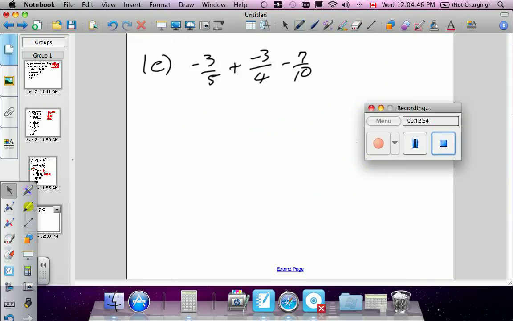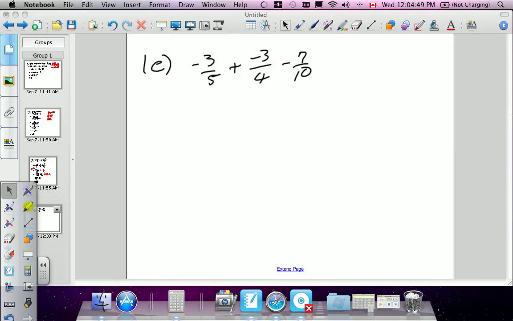Okay, so we're adding and subtracting fractions. In order to add and subtract fractions, we need a common denominator. It technically doesn't have to be the lowest common denominator, but it usually makes it easiest to work with if it's the lowest common denominator. So right now I have three different denominators. The denominator is the bottom number. I have a 5, a 4, and a 10. I need a common denominator between these.